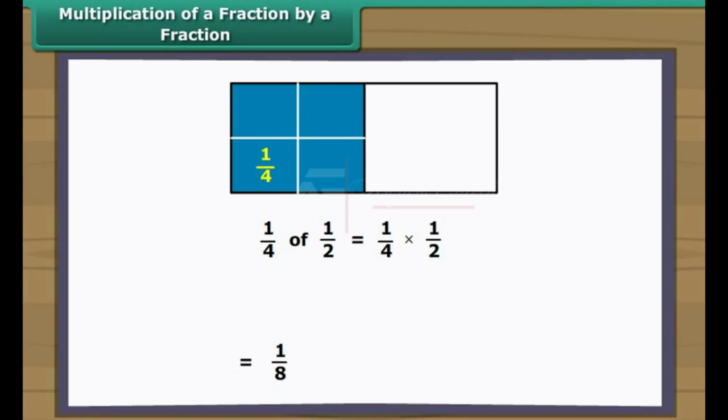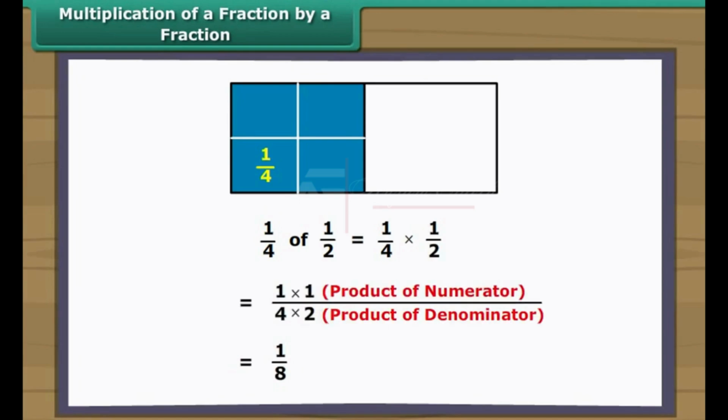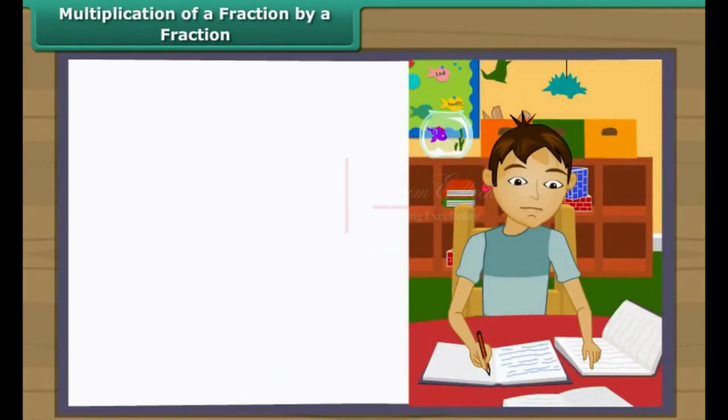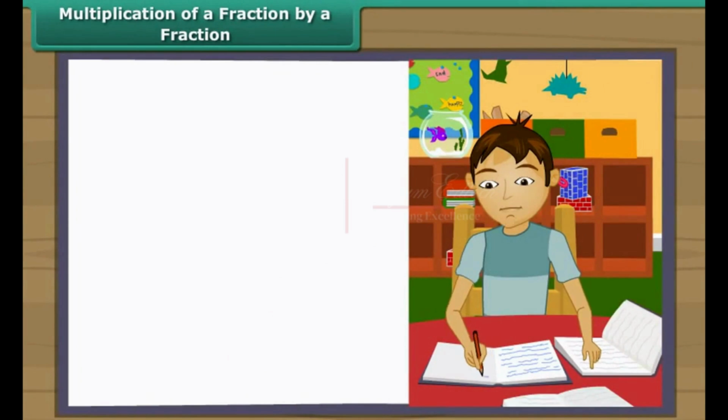This is equal to 1/8. We multiply two fractions as the product of numerators upon the product of denominators. Multiplication of a fraction by a fraction.